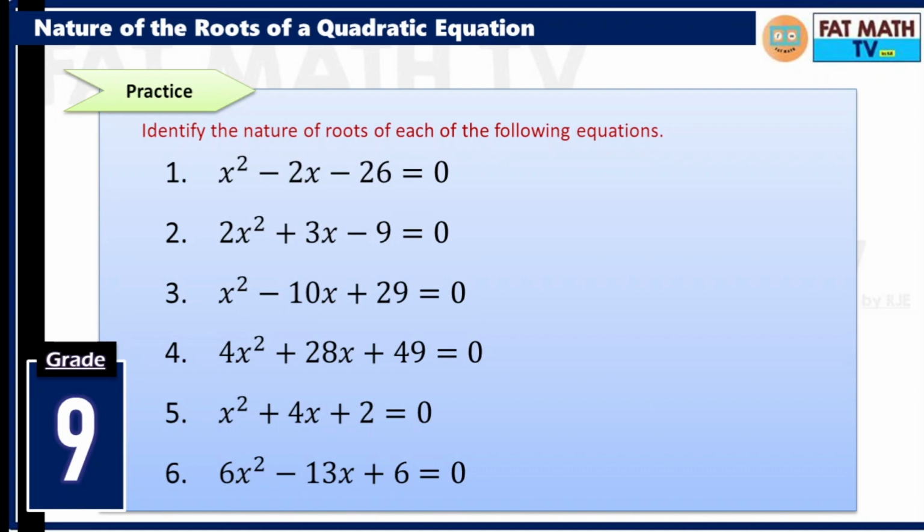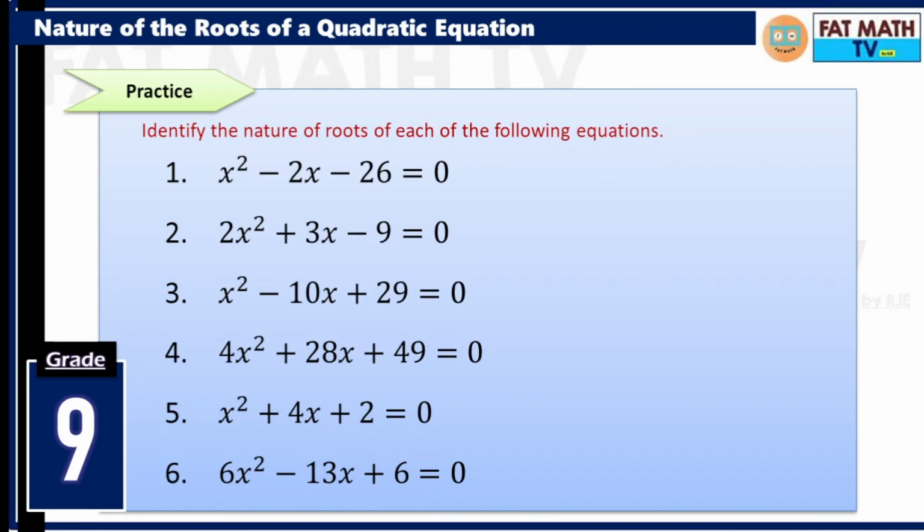For number 1, a is 1, b is negative 2, c is negative 26. For number 2, a is 2, b is 3, c is negative 9. Number 3, a is 1, b is negative 10, c is positive 29. Number 4, a is 4, b is 28, c is 49. Number 5, a is 1, b is 4, c is 2. And number 6, a is 6, b is negative 13, and c is positive 6.